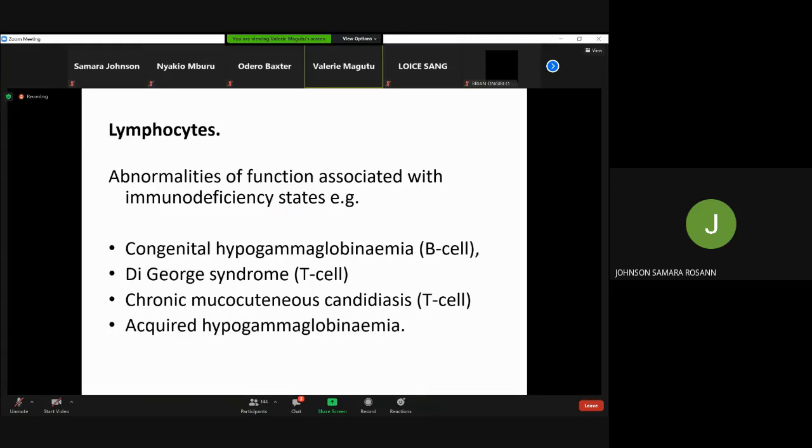Chronic mucocutaneous candidiasis, which actually happens because of T cell dysfunction, or you can have an acquired hypogammaglobulinemia, which can occur post chemo, with age, or due to other disorders. But the end result is that the cell doesn't perform its function as well as it should.